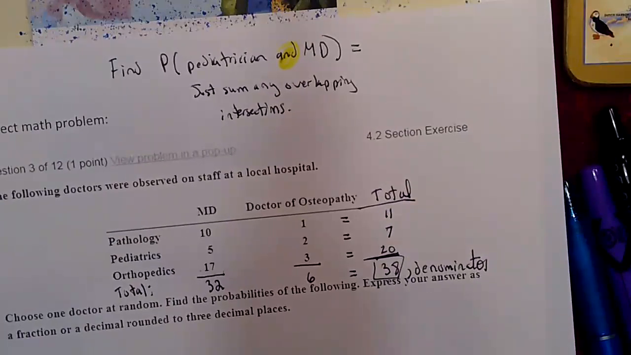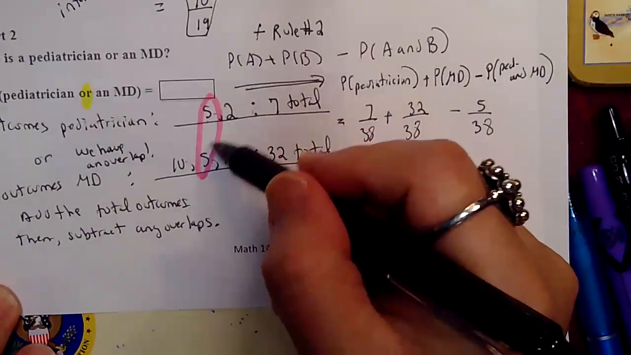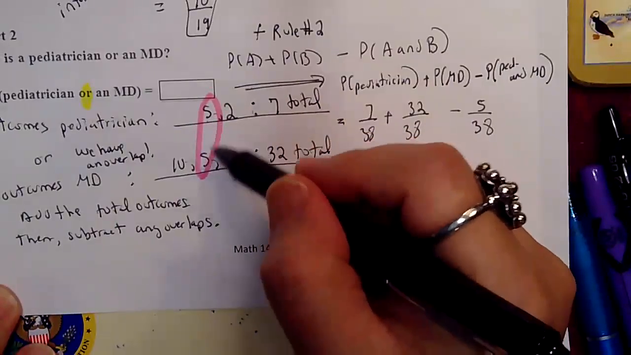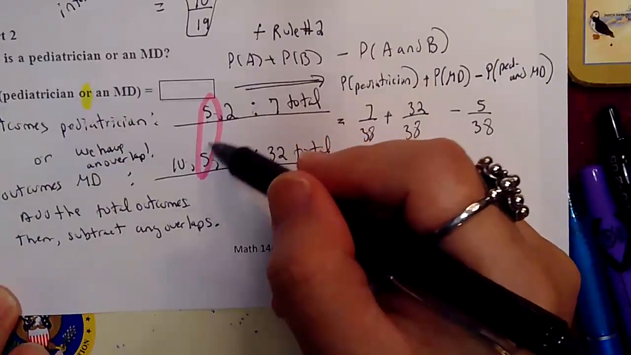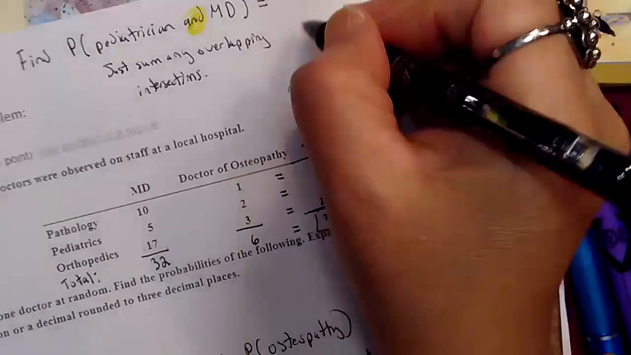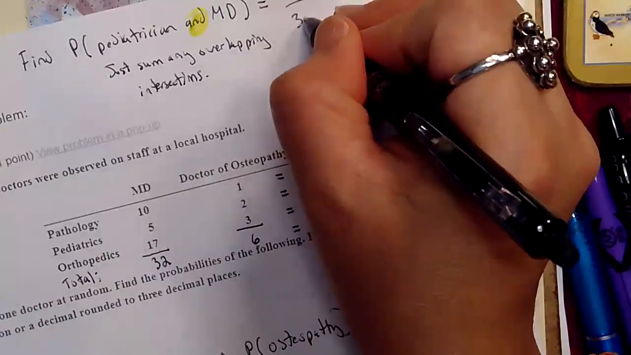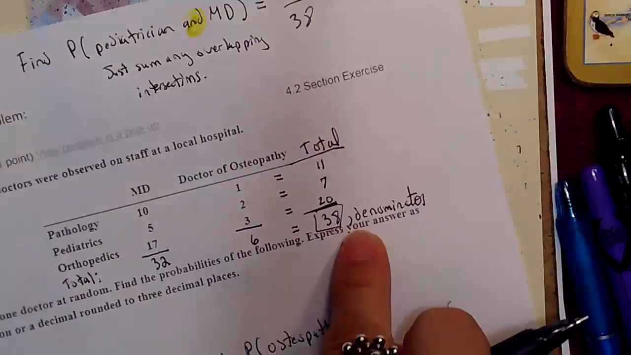And so for us, we would have this overlap, one overlap of just 5, and these are people. So this would just be 5 out of the denominator, which is 38.